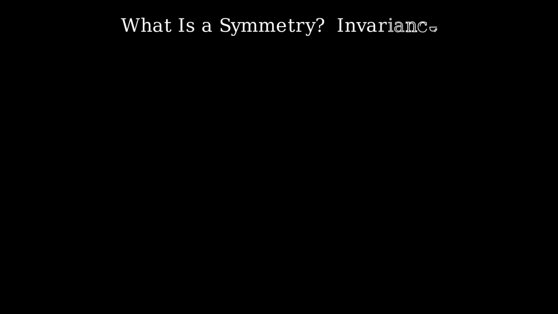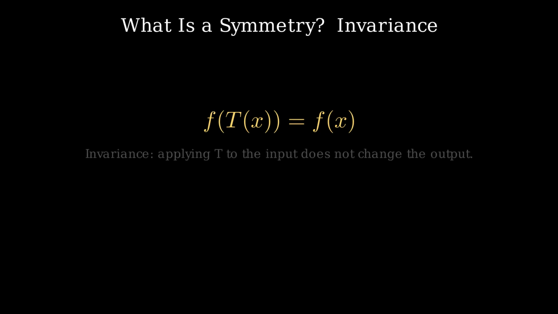Let us be precise. Given a function f, a transformation t is a symmetry of f if applying t to any input does not change the output. Mathematically, f of t of x equals f of x, for all valid inputs x. We call this property invariance. The output is invariant; it does not change no matter how we apply the transformation t to the input. This is the central definition we will build everything on.